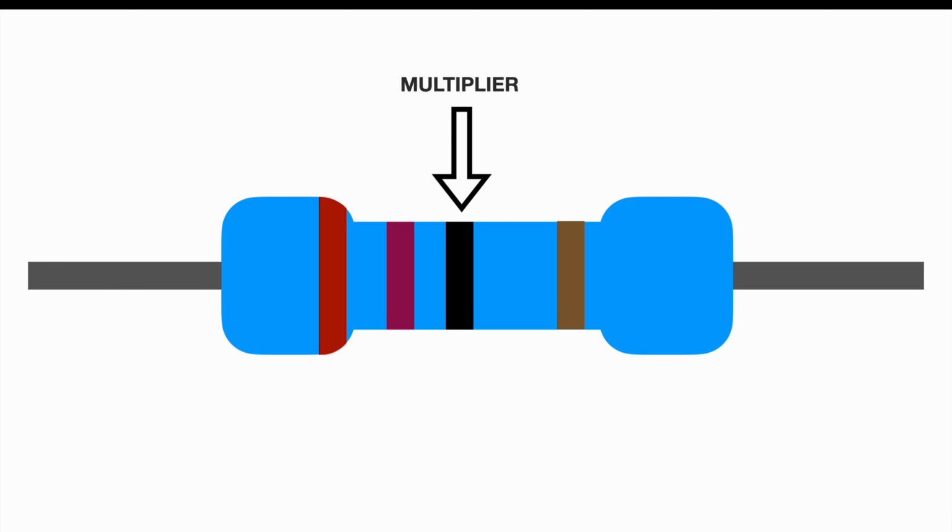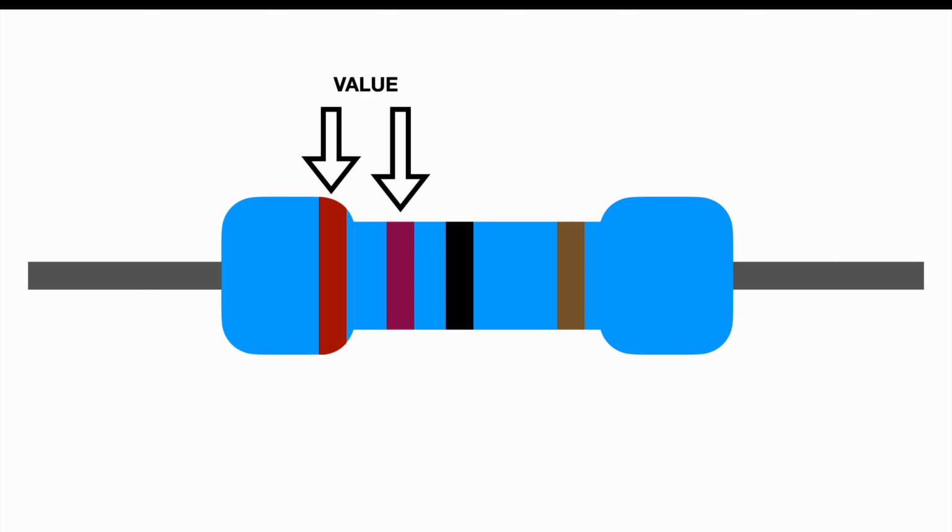The next ring is the multiplier. So just imagine you have a 10,000 ohm resistor. Of course you cannot write a 1 with 4 zeros in a row on this little resistor, so you use a multiplier, or even think about mega ohm. So you basically have a number, the first two rings as a digit, and then you have a multiplier to increase or decrease the actual value of the resistor. And as already mentioned, the first two rings are the values of the resistor itself.